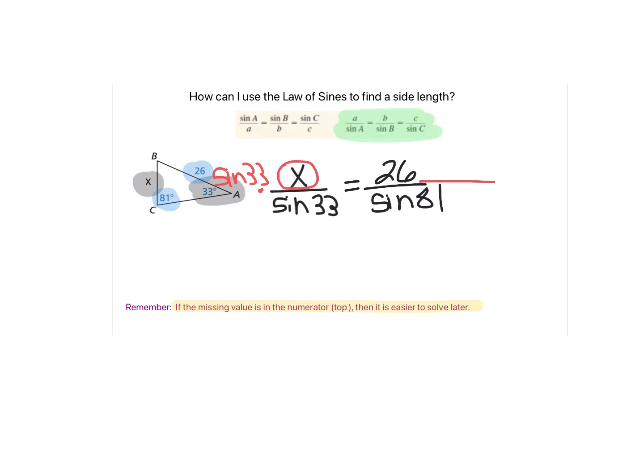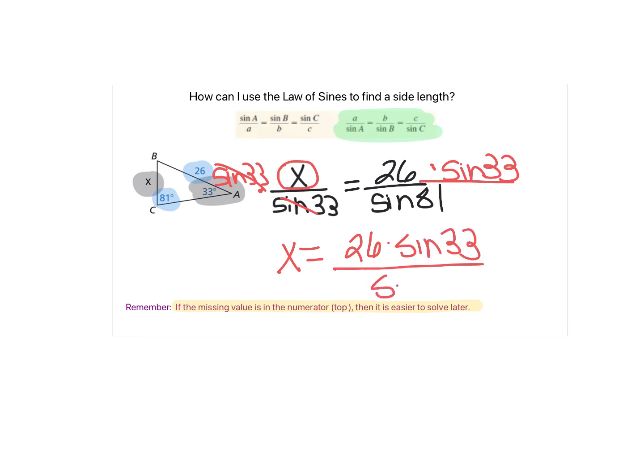So I'm going to multiply times the sine of 33. Those cancel and I'm just left with x equals, and this all here is what you're going to put into your calculator. 26 times the sine of 33 divided by the sine of 81.